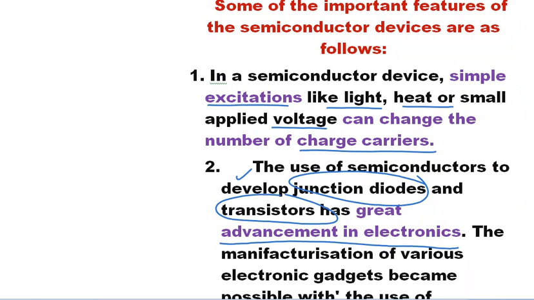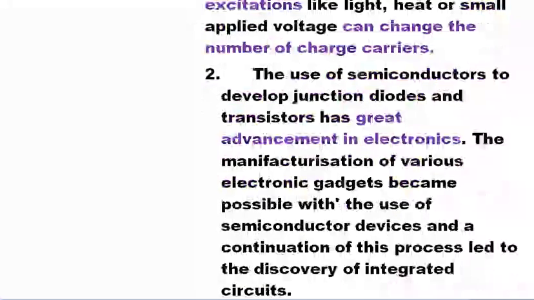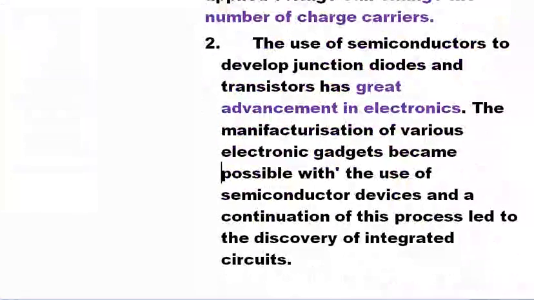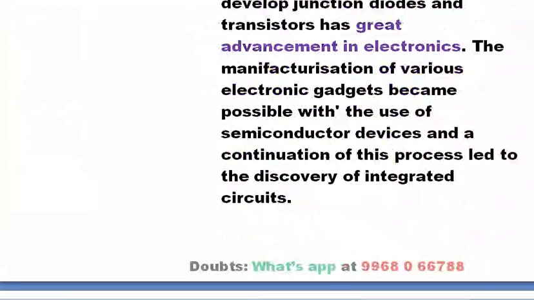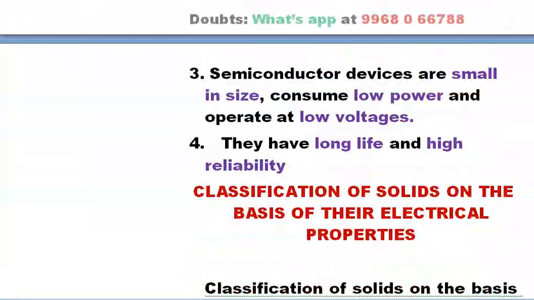How we will manufacture diodes and how we will use them in gadgets, we will study in further classes. Dear students, but these two applications or two characteristics are very important to describe the utility of semiconductor devices. Semiconductor devices are very small in size, they consume very low power and may be operated at very low voltage.